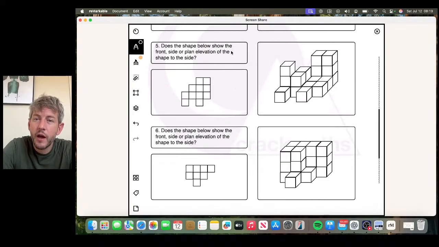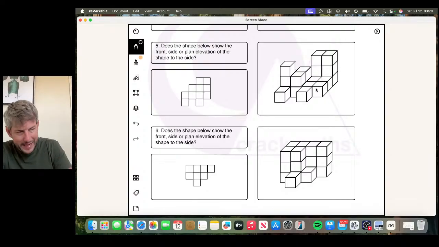Does the shape below show the front, side or plan elevation of the shape to the side? We need this pincer thing here, so that's going to be from above. I can see that. That's the only way we're going to get that little pincer. So yeah, so 2, 2, full length, 3, yeah. So that's plan.